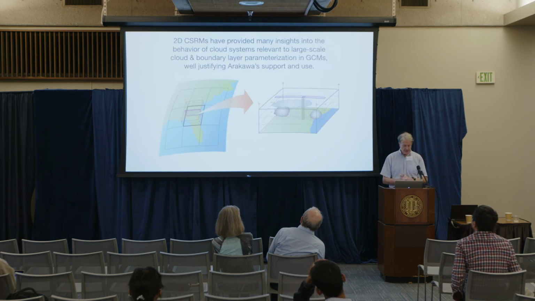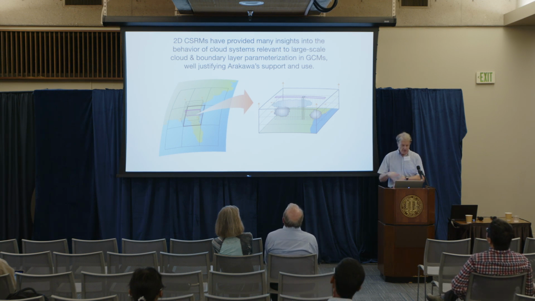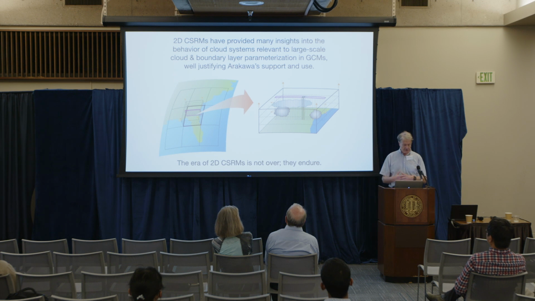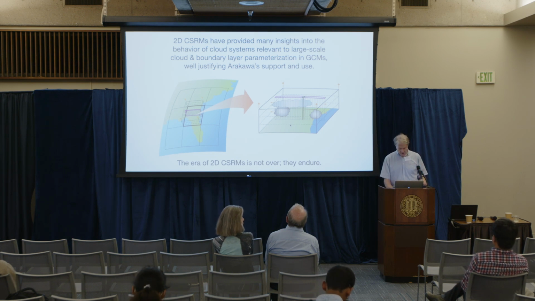Okay, so my last slide: 2D cloud system resolving models have provided many insights into the behavior of cloud systems relevant to large-scale cloud and boundary layer parameterization in GCMs, well justifying Arakawa's support and use. Now, my talk is about the era, but it is not over because they endure in super parameterizations. And I think there's still a lot of room for working on these models. They're different than the ones that I use because the grid size is larger, and so they still require a very good turbulence closure. Okay, thank you.